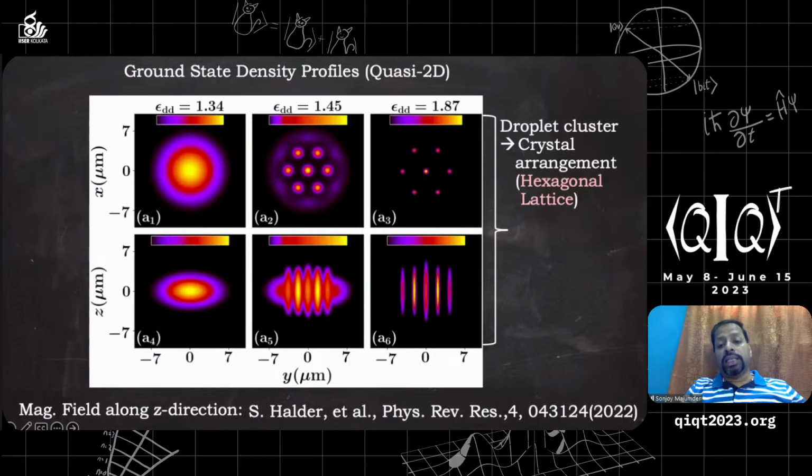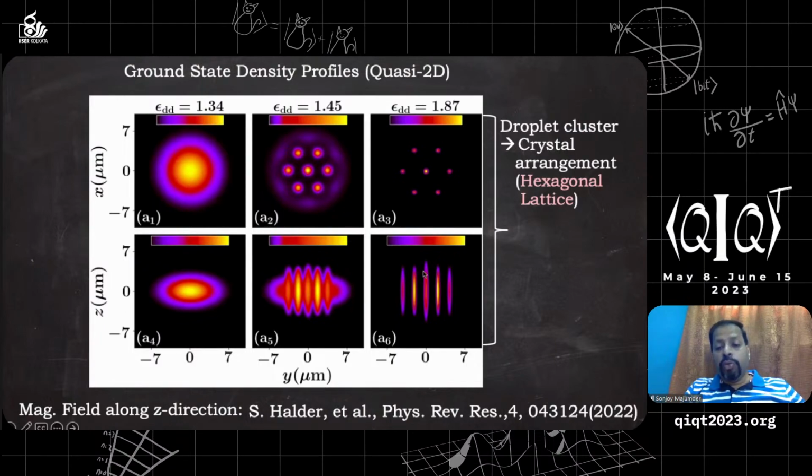But once we make that EDD from 1.45 to 1.87, we see a clear distinction of isolated condensate forms, which are in a distinct arrangement. Like here, you see hexagonal structures, but there is no superfluid around this. So all the concentration of the density has gone inside these points. These are a clear signature of a new phenomenon of the Bose-Einstein condensate, that is called the droplet.